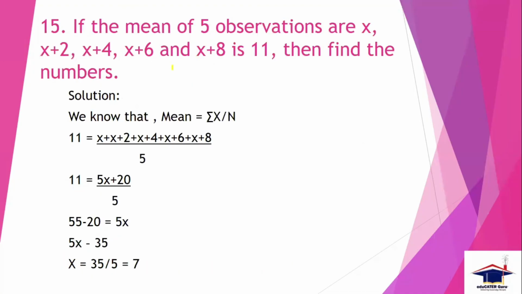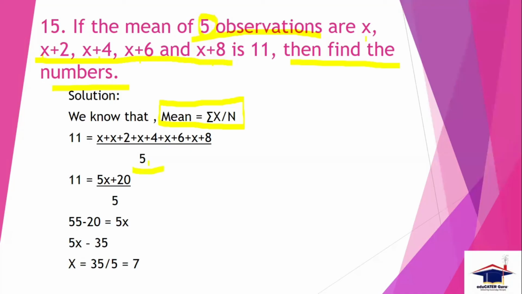Next. If the mean of 5 observations, which are x, x plus 2, x plus 4, x plus 6, x plus 8, is 11, then find the numbers. So, we know the formula of mean. The formula of mean is summation x divided by n. Summation x is x plus 2 plus x plus 4 plus x plus 6 plus x plus 8, divided by n. N is 5, as they have given the mean of 5 observations.